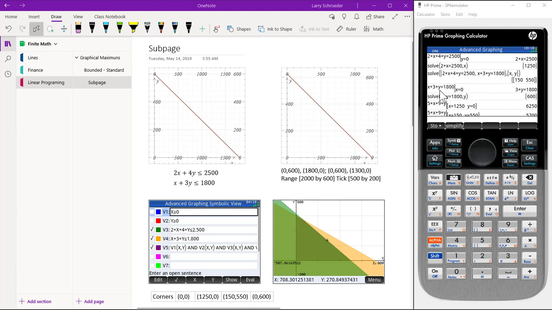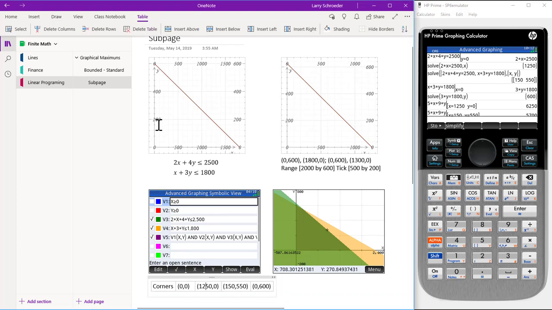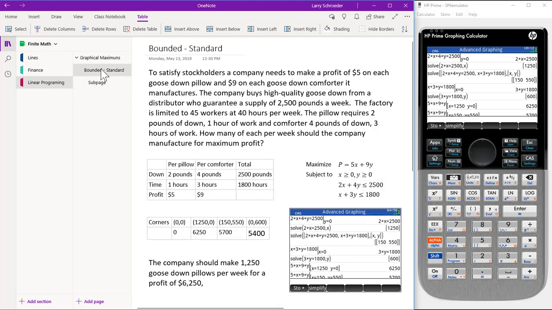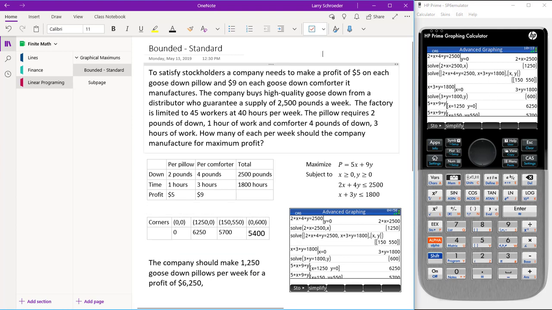So we took the last equation, the with operator, which again was the template key here, with X equal to 0, and then used the solve operator to come up with 600. Therefore, our last corner point was 0, 600. We highlighted this entry and copied it, then went back to our main page and pasted it in. Then we went over to our calculator and calculated the corner points.